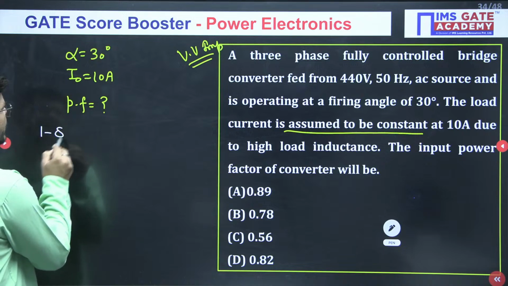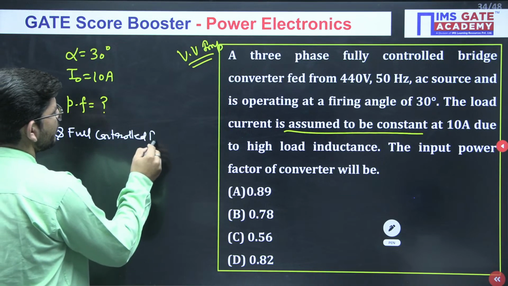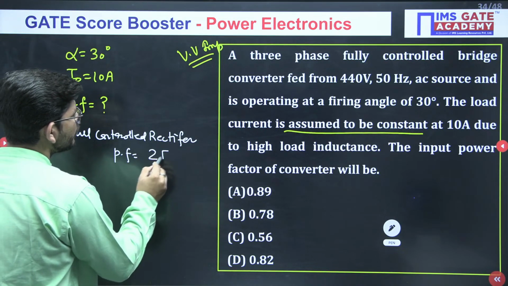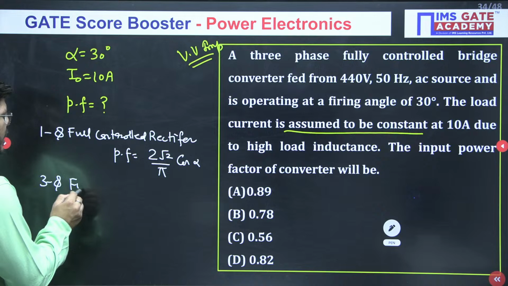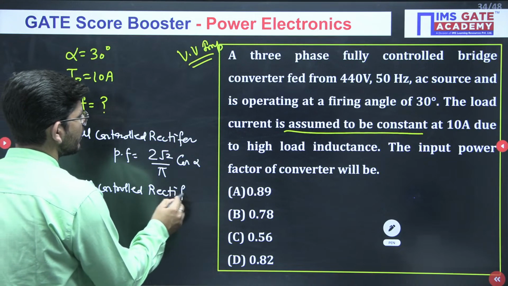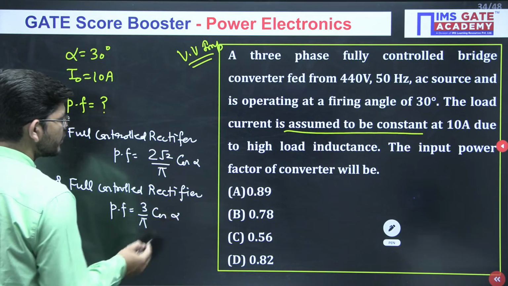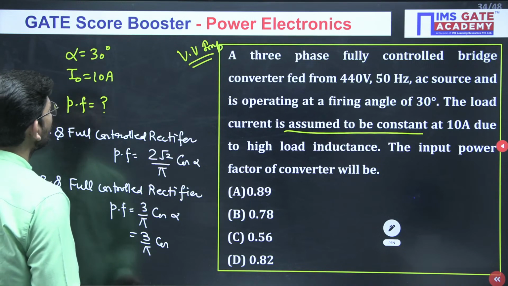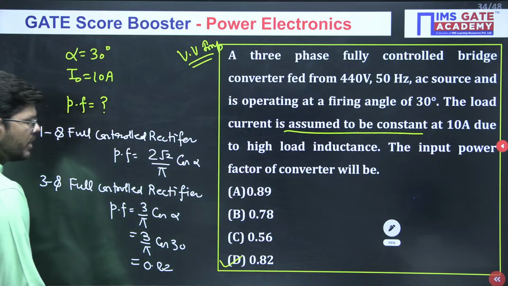So when it is a single phase fully controlled rectifier feeding a constant output current, the power factor formula that we have is 2√2 upon pi cos alpha. And when it is a three phase fully controlled rectifier, the power factor formula is 3 by pi cos alpha. So you only need the value of alpha to calculate the power factor, which is given in your case. Cos of, how much is alpha? 30. When you solve it, you will get 0.82, which is given in option D.